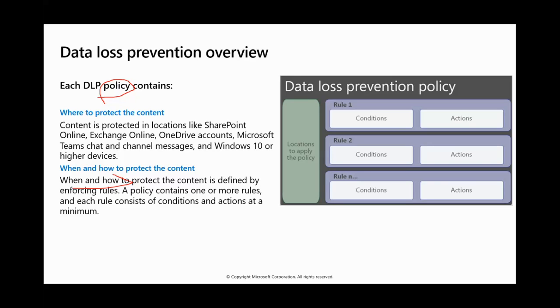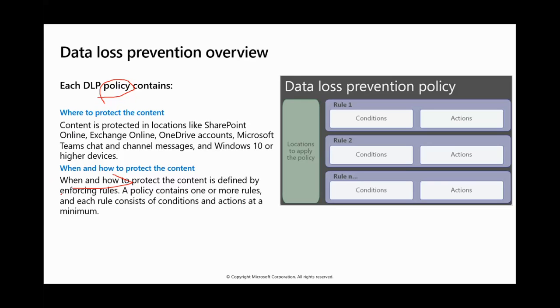So once that we know where we are going to protect the content, now it's time to talk about when and how to protect the content. So when and how to protect that content is going to be defined by enforcing these, again, policies or rules. A policy contains one or more rules, and each rule consists of conditions and actions at a minimum. So let's think in some examples.